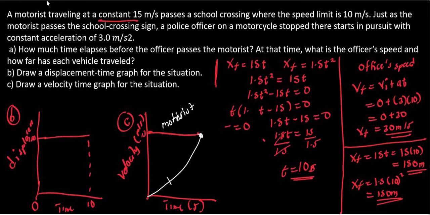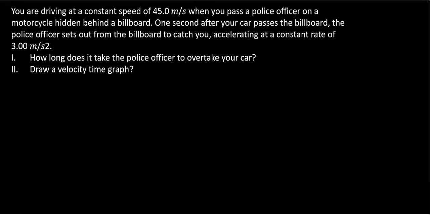And this is the what? Police. They managed to catch the motorist at 10 meters per second. So that's how we answer this question. Simple and straightforward. Okay, now let's go to the other one.